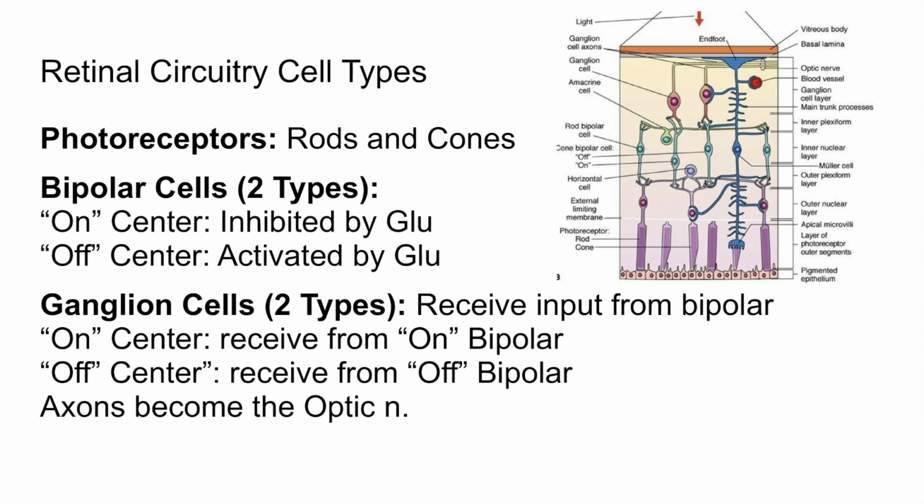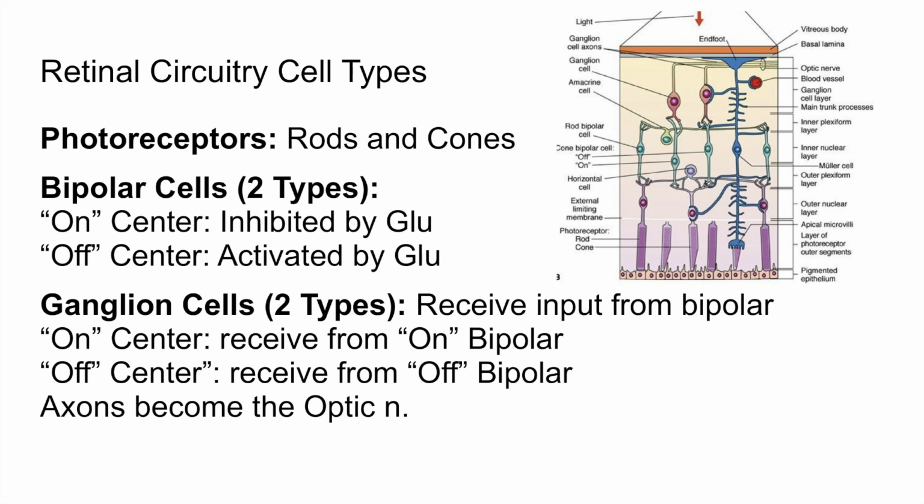The key concept here is how bipolar cells split the signal into on and off pathways. Photoreceptors release glutamate in the dark, and light reduces glutamate release. That's the switch everything is built on. So on-center bipolar cells are inhibited by glutamate. In the dark, they're suppressed, and when light reduces glutamate, they turn on. In contrast, the off-center bipolar cells are activated by glutamate. So they're active in the dark and decrease activity when light hits. Same input, opposite responses. That's how the retina immediately creates contrast.